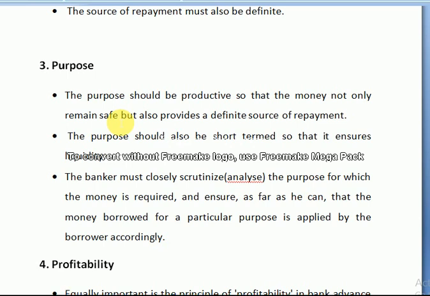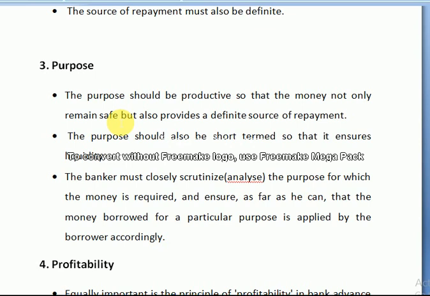The banker must closely analyze and scrutinize the purpose for which the money is required and ensure, as far as he can, that the money borrowed for a particular purpose is applied by the borrower accordingly. Like, when Al-Khuzay company takes a loan from commercial banks, the commercial bank asks for which purpose you are taking this money. They will assure the bank that we are using this money for our production purpose, marketing purpose, advertisement purpose, and research and development purpose. So the purpose of the loan must be known. If the purpose is not known properly, the loan amount will be in danger.